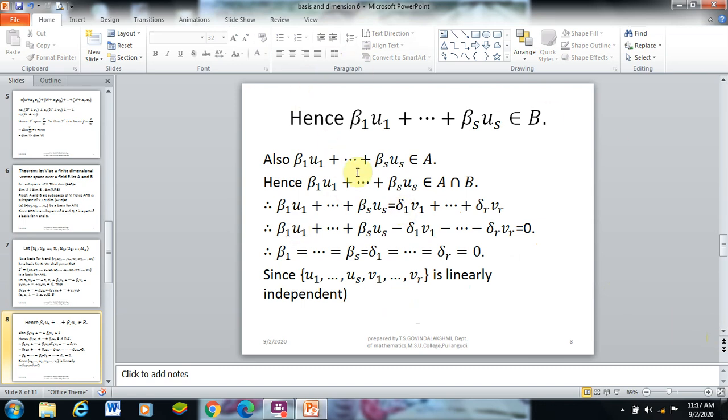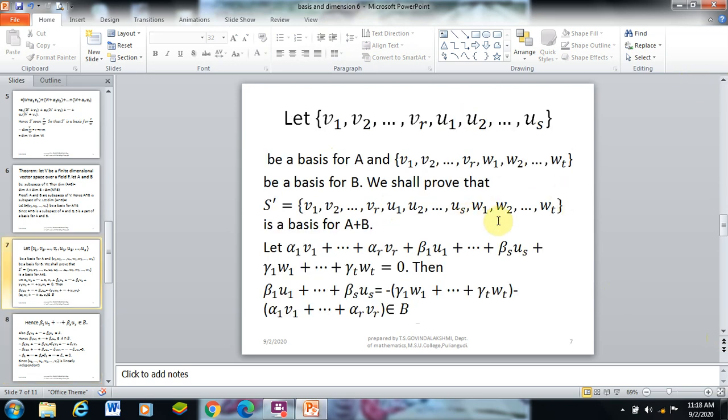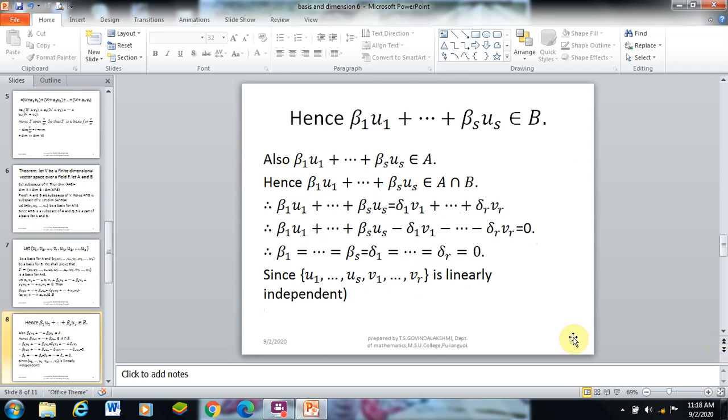Also β1u1 to βsus belongs to A. Here these vectors, these elements belong to the set of the basis elements, u1 to us belongs to A. So β1u1 plus ... plus βsus belongs to A, and it also belongs to A intersection B.